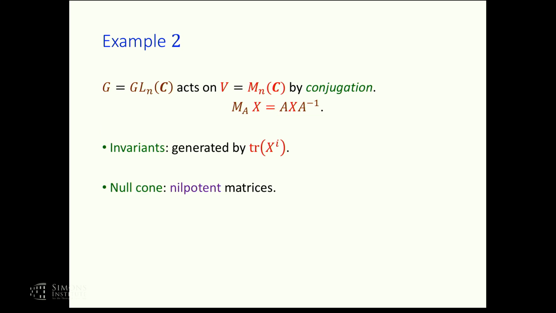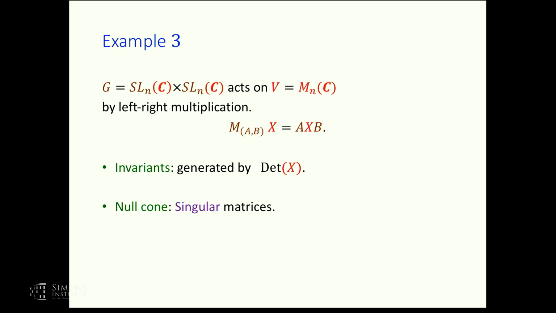In the case of conjugation that we saw, we said the invariants are generated by the traces of powers of the matrix. And here it turns out, and you may or may not see it, the null cone contains all nilpotent matrices. All nilpotent matrices can be pushed to 0 by conjugation, and the others cannot. Another familiar object. We learn lots of these things in college algebra. We never talk about group actions, but they arise naturally.